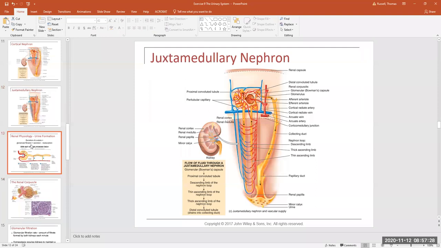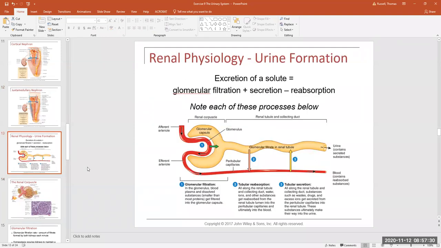All right, let's look at the three processes that are involved in causing urine to be formed. It's not as simple as just filtering the blood. Three things have to happen in the kidney in order for urine to be formed, which is the waste excretory product. But by forming this excretory waste product, we have regulated all aspects of the blood because of this.